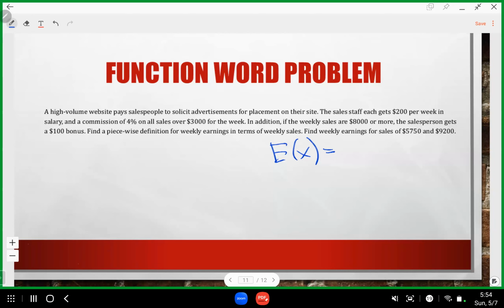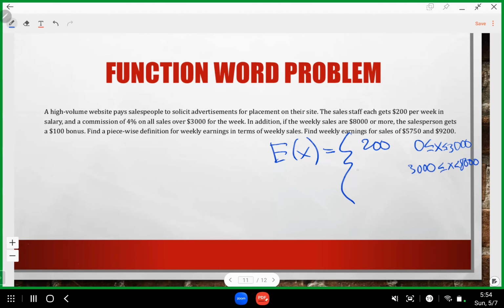So we're going to find E of x, which is what? It is the earnings in terms of x, which is how much you sell. We have to write a piecewise function, right? So if you sell between 0 and 3,000, you're not going to get much. You're just going to get a measly $200 per week. That's the very lowest you can go, just $200 per week.